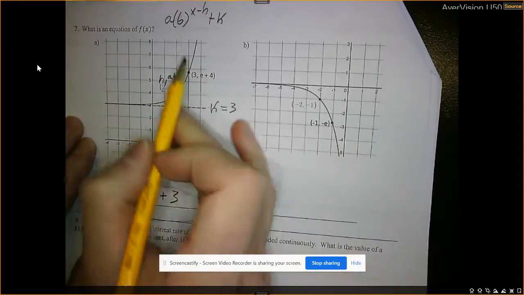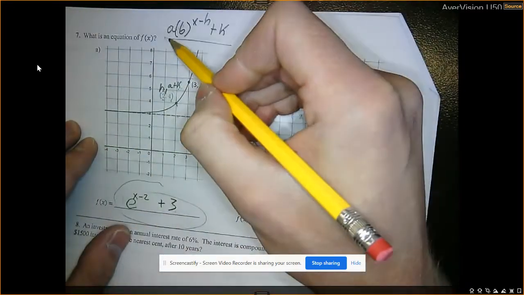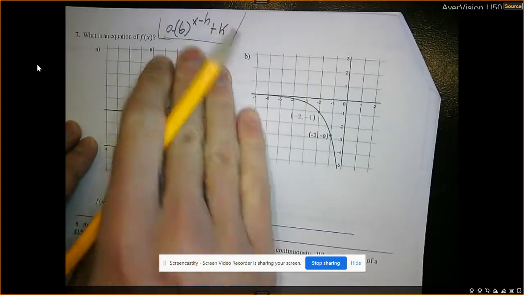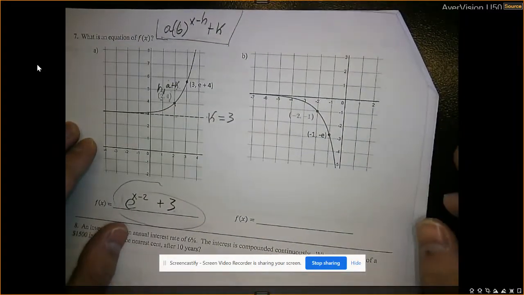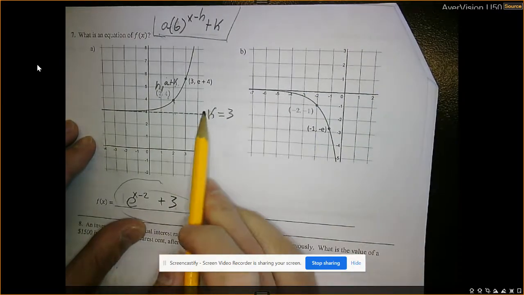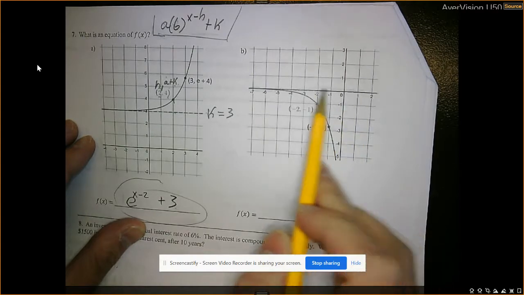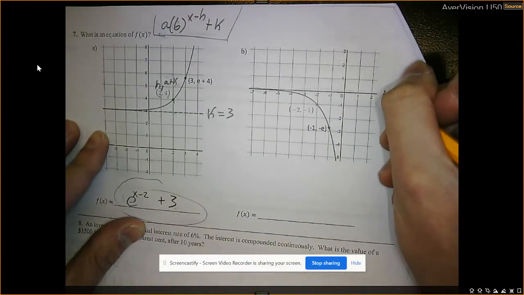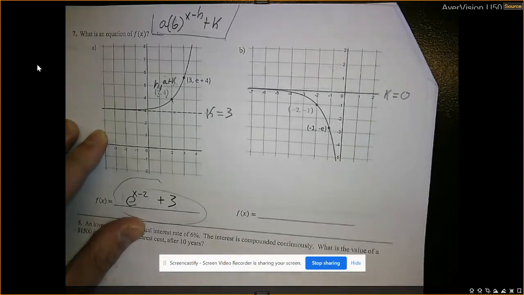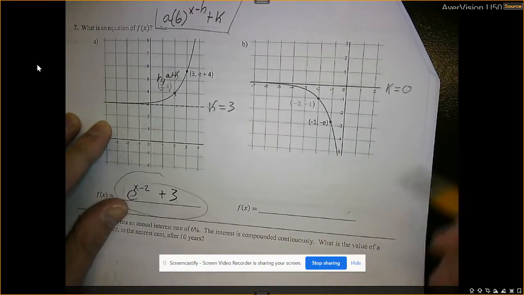Now going on to b here, we're doing the exact same thing following this. I called it a parent function before, but it's our basic rule for how we transform exponential functions. Okay, and here again, I always start by looking for what my k value is because I can always tell what my k value is by looking at my asymptote. My asymptote is here on my x-axis, so my k is 0, which means I'm not going to have a plus anything or minus anything out here.